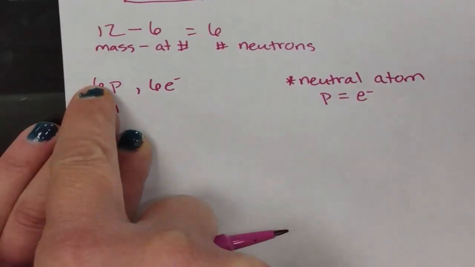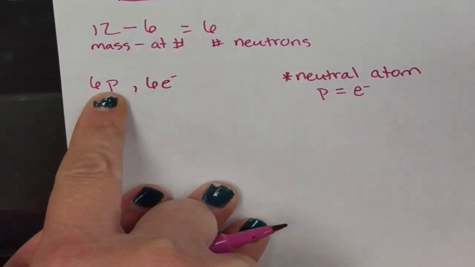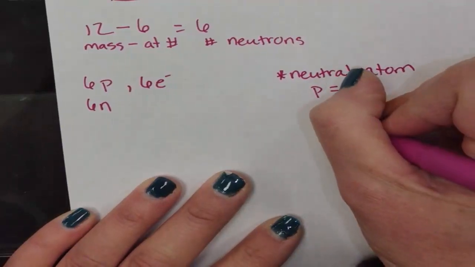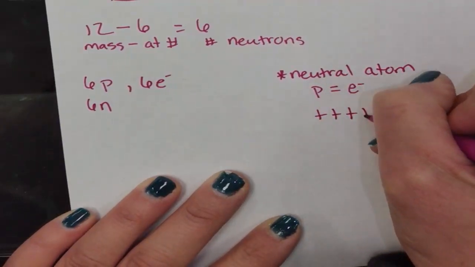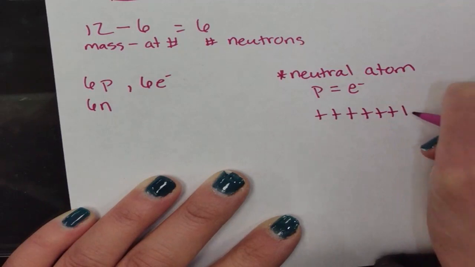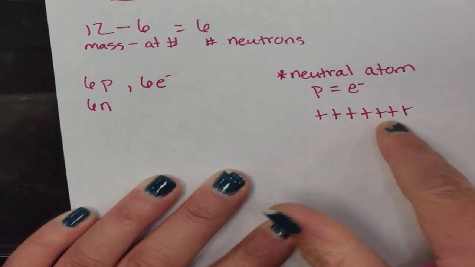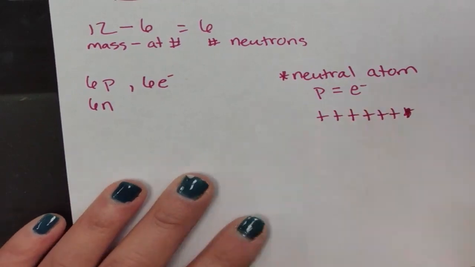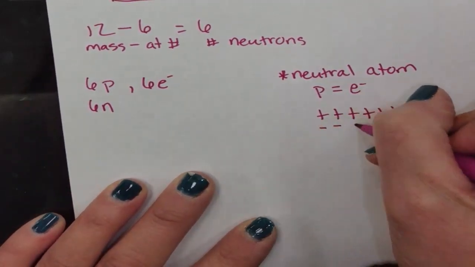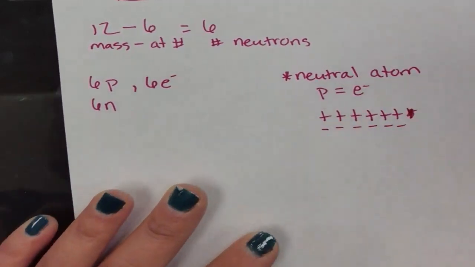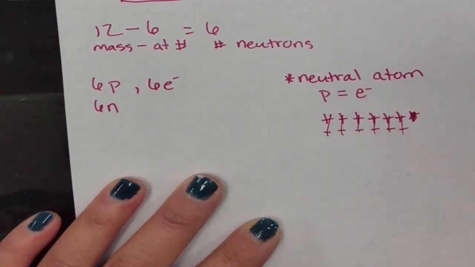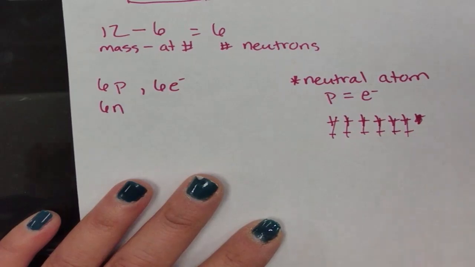These two values are going to be the same because a proton is positively charged. So if I have 6 protons, 6 positives, I drew one too many, let me take one off, and electrons are negative, I have 6 negatives. What does that do? A positive and a negative cancel out, making it neutral.